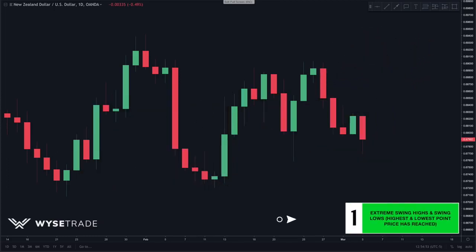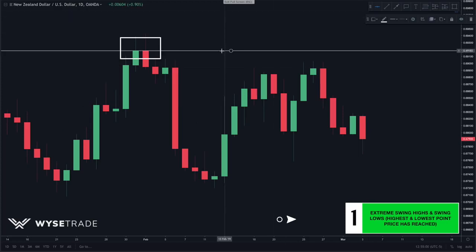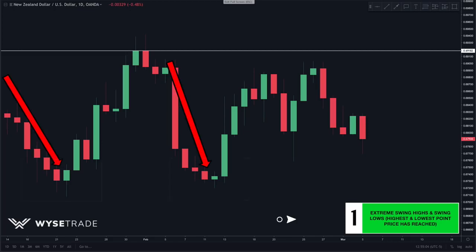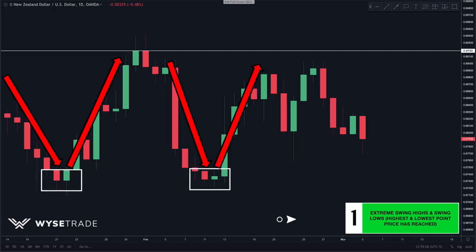So we look left and you notice price came up, hit and reversed. And this was the highest point that price got to, making it an extreme swing high. Now, same along the bottom. Price came down, hit and reversed, and this was the lowest point that price got to in recent time, making this a level of support.